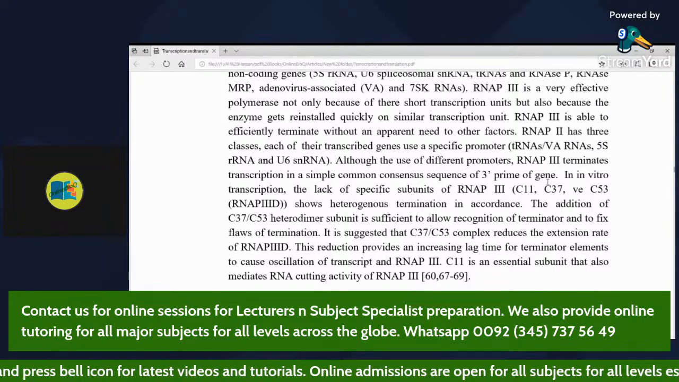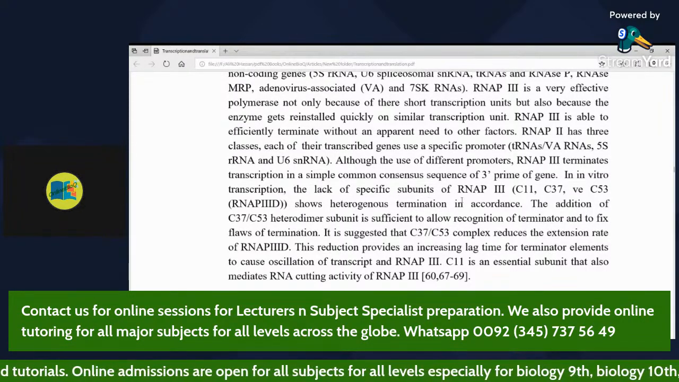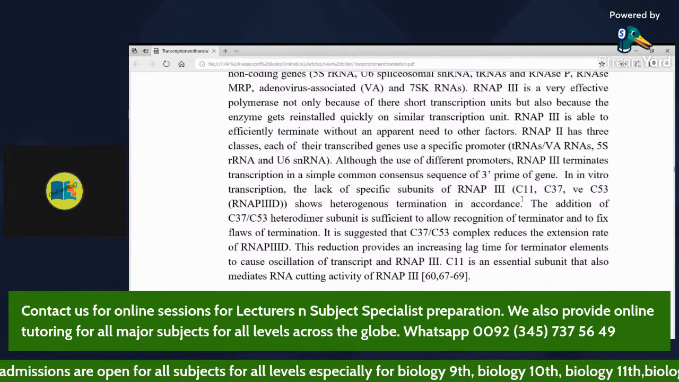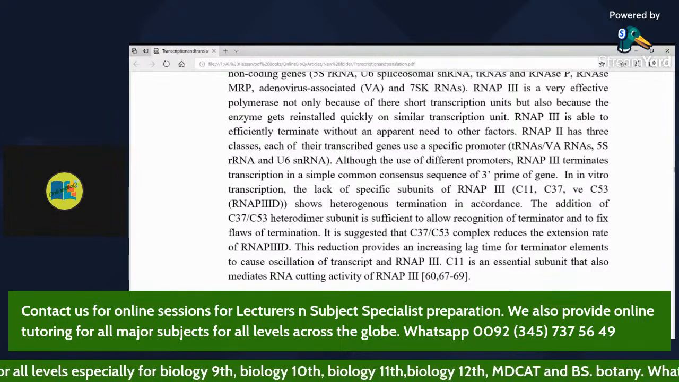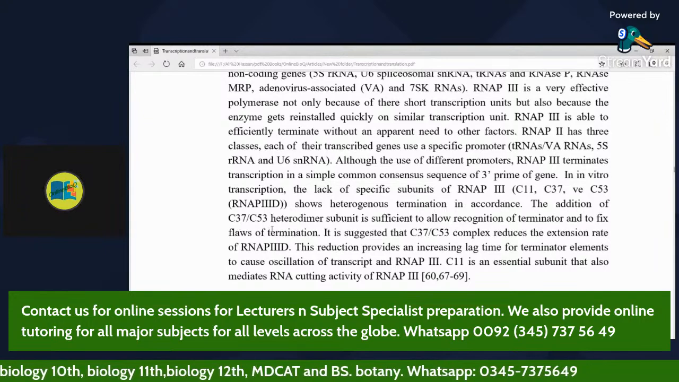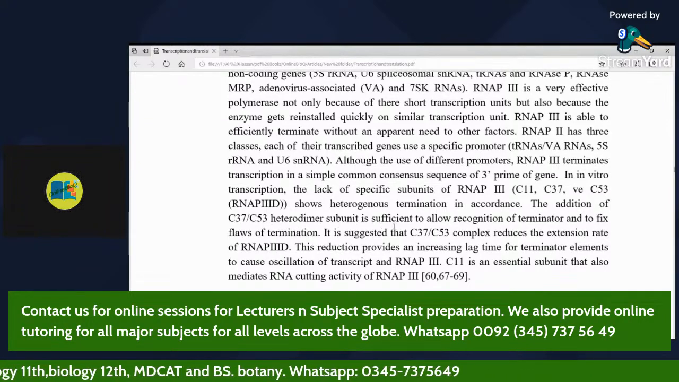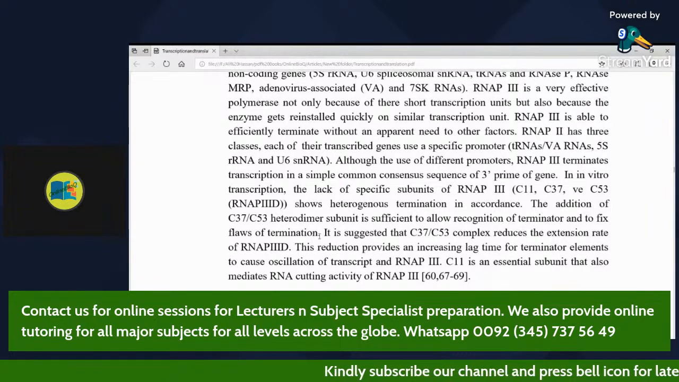In vitro transcription lacking specific subunits of RNA polymerase 3 shows heterogeneous termination. The addition of the C37, C53 heterodimer subunit is sufficient to allow recognition of the terminator and to fix flaws of termination.